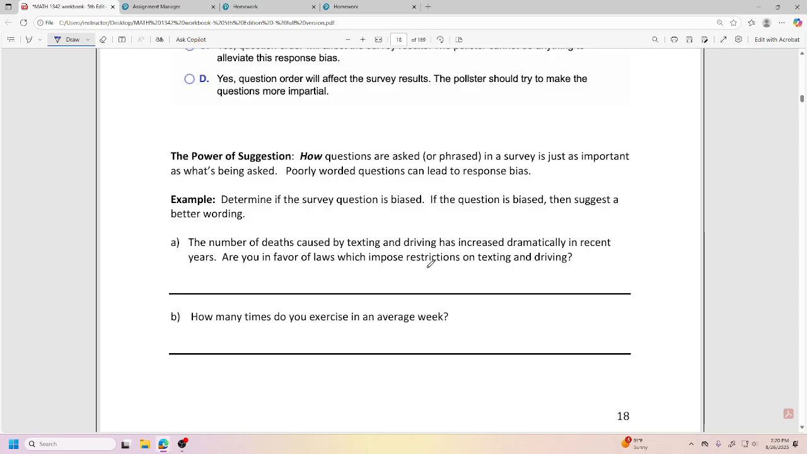Okay, so here, let's go through this one. The number of deaths caused by texting and driving has increased dramatically in recent years. Yeah, people are dying out there. Are you in favor of doing new laws against it? You get my one. You're trying to get what you want out of it. Okay.